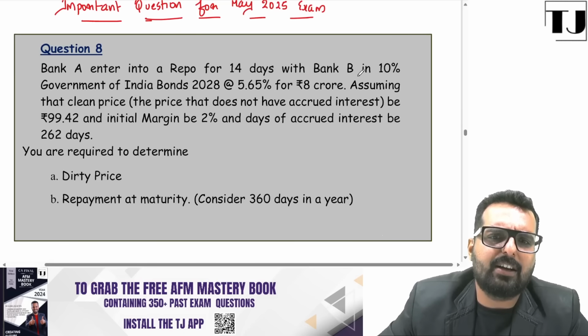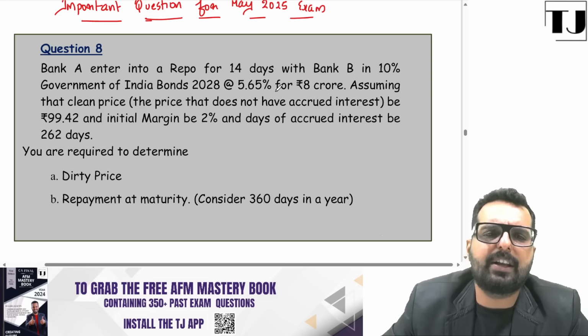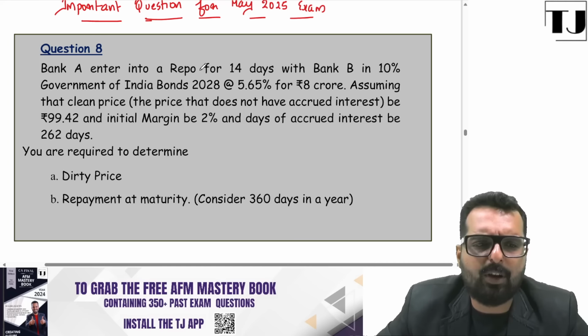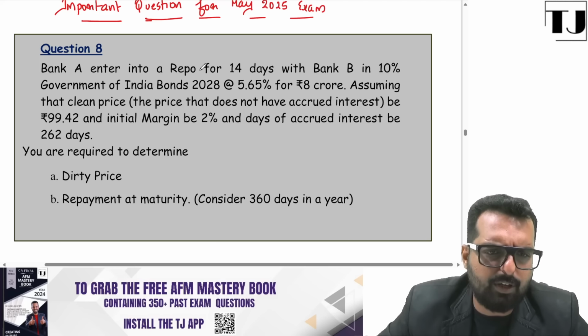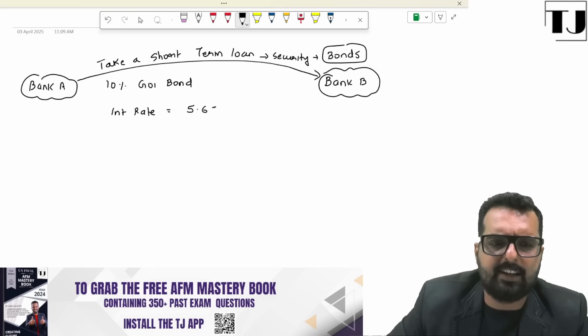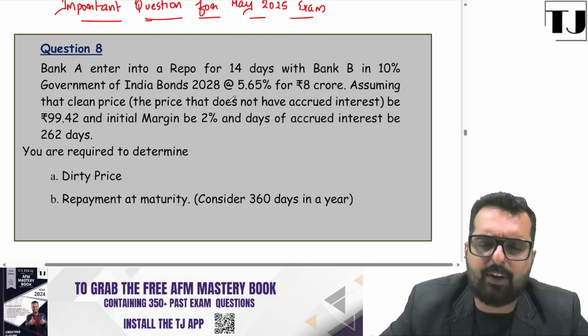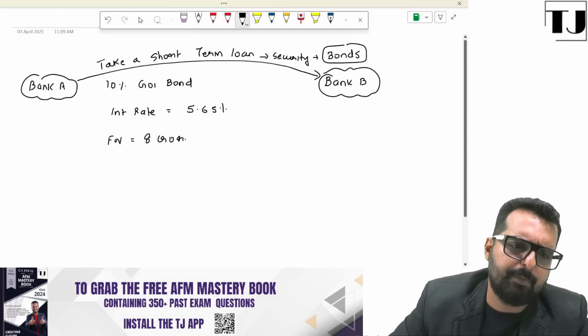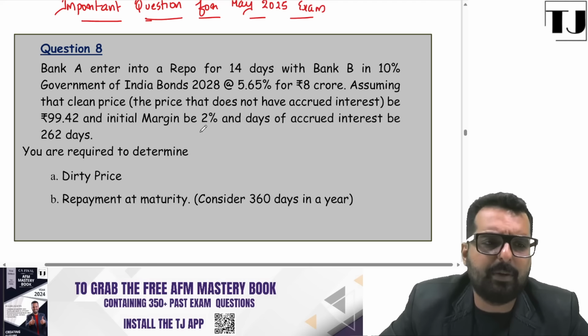Now, in 10% government of India bonds, so as I told you, what is the underlying security over here? 10% Government of India bond is the security over here. At the rate of, so what is the interest rate that they have told over here? Interest rate is going to be 5.65 percentage. What is the face value of the bond that is told over here? The face value is turning out to be 8 crore.